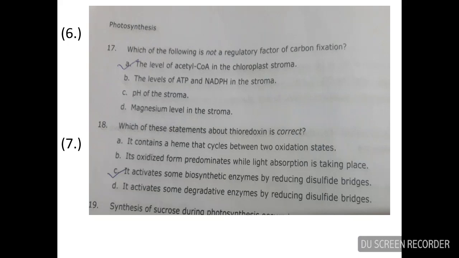Option A: it contains a heme that cycles between two oxidation states. Option B: it's oxidized from predominance while light absorption is taking place. And option C: it activates some biosynthetic enzymes by reducing disulfide bridges. So the answer will be option C. It activates some biosynthetic enzymes by reducing disulfide bridges. Okay, now move to the next question.